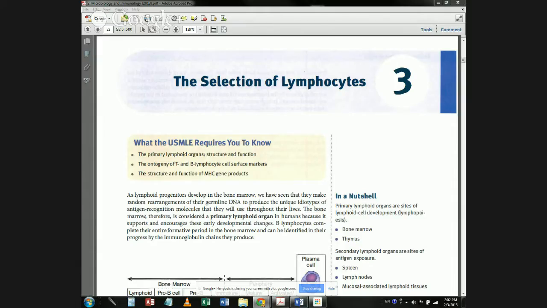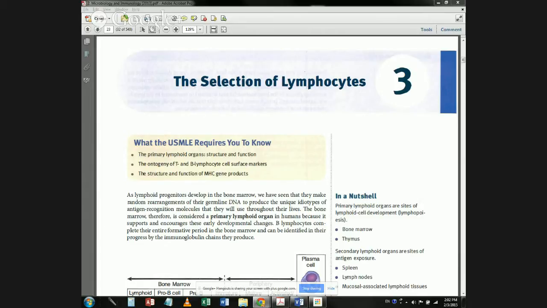Chapter 3, the selection of lymphocytes. Okay, so here, what are we going to need to know for the USMLE? What exactly is it the USMLE requires me to know about the selection of lymphocytes? All right, well, they want me to know the primary lymphoid organs. What are they? What does their structure look like? And just exactly how they function.